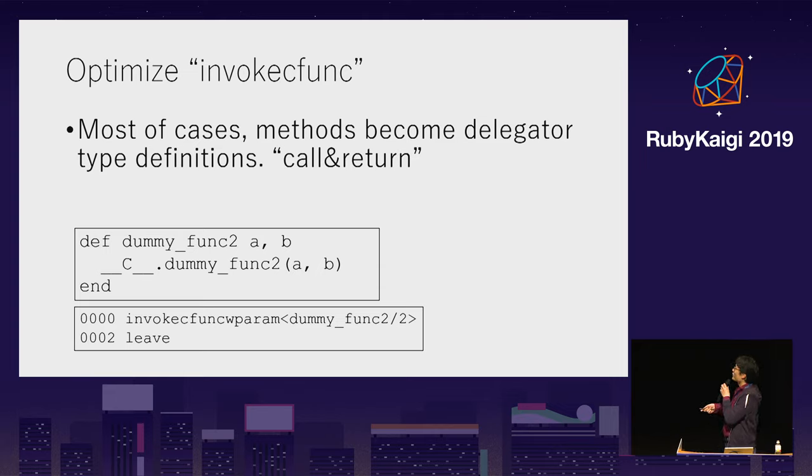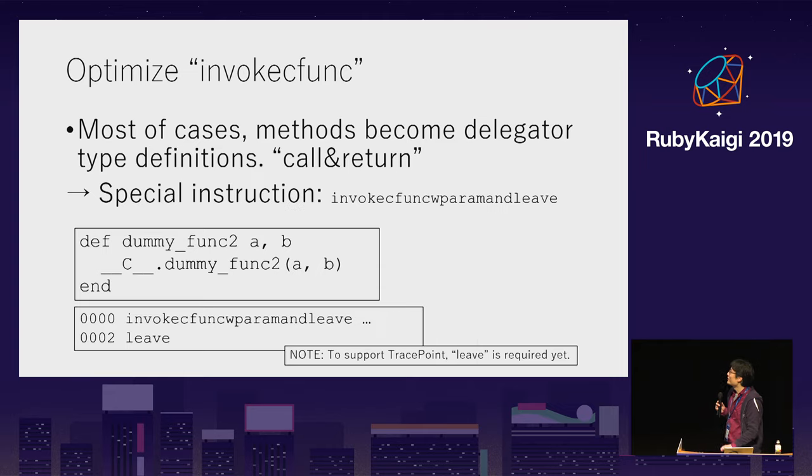And also, checking the instruction order: invoke C function with parameter and leave here. So leave immediately, which means these two instructions should be set for such a delegation type. So we prepare the new instruction, invoke C function with parameter and leave. It is a long instruction, but it does the popping of the frame, so we eliminate the leave instruction execution.